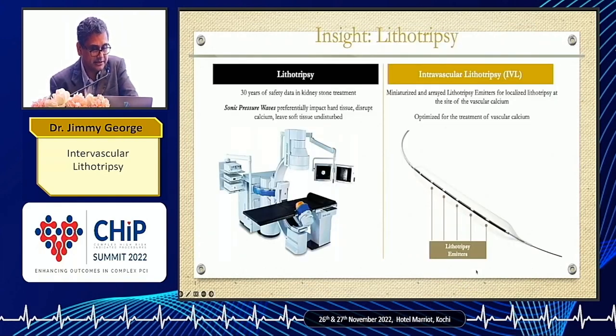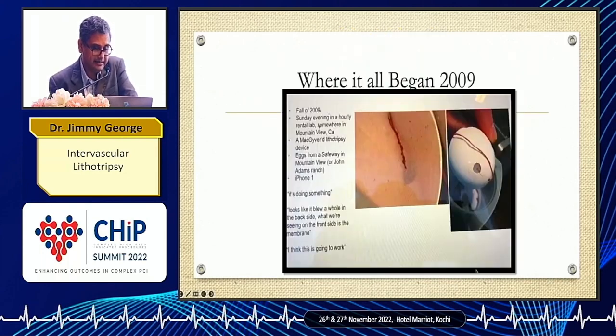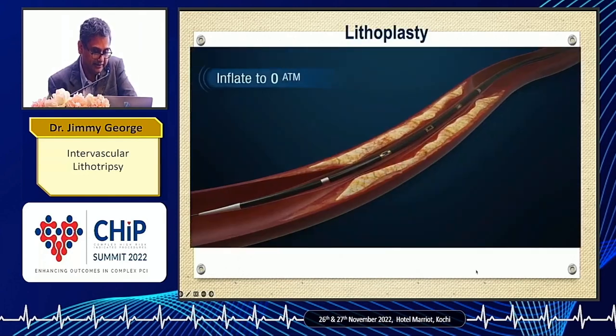And for this, lithotripsy was something which was used for renal stone calcium cutting and which had come into peripheral disease as an IVL and later in the coronaries. It all started in 2009, where it was tried out in an eggshell, where you can see that the eggshell cracks but the membrane stays intact. And that was how it all started with the peripheral IVL and slowly moved into the coronary IVL.